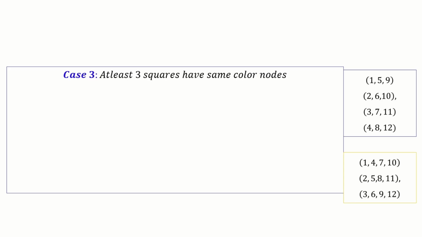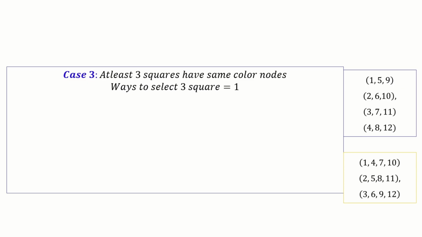Okay, now next, case 3. Here at least 3 squares are the same color. First thing to understand: 3 squares of the same color does not mean that all 3 squares are red or all 3 squares are blue. That we already removed. Correct? This means, say, square 1 is red, square 2 is red, square 3 is blue. Or square 1 is blue, square 2 is blue, square 3 is red. Each square has same-color nodes, but all squares are not the same color. That you have to understand. That case we are considering.